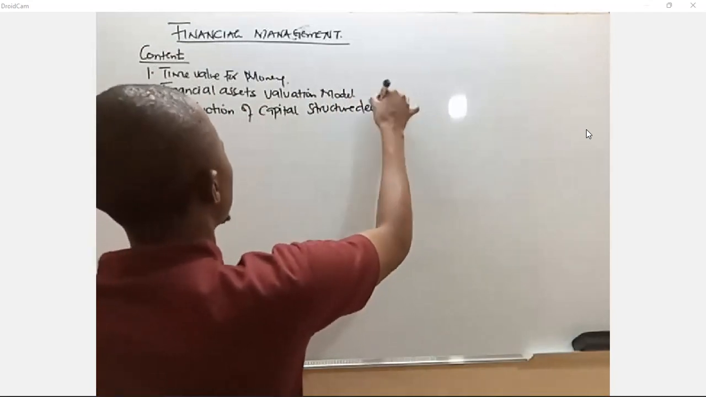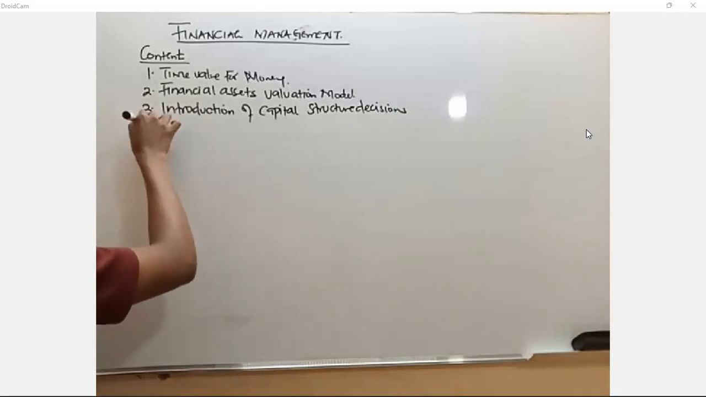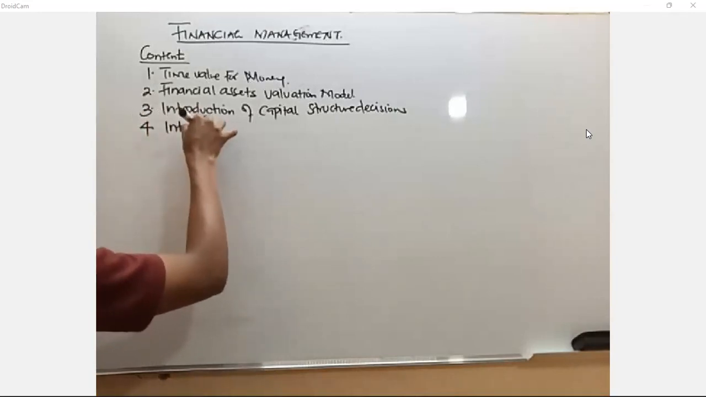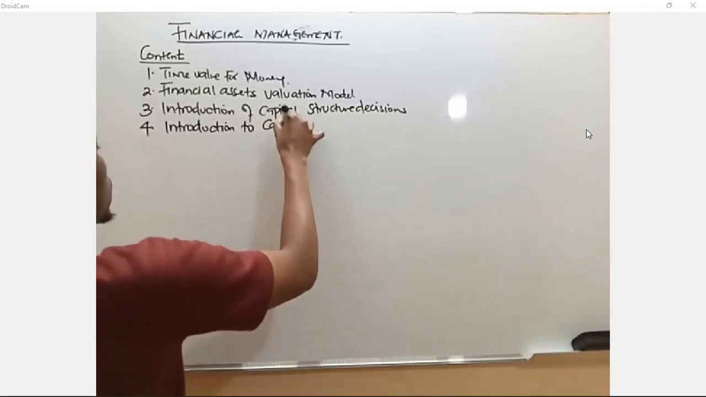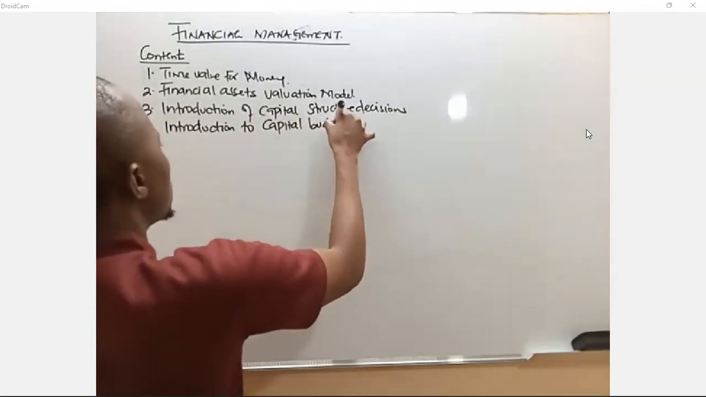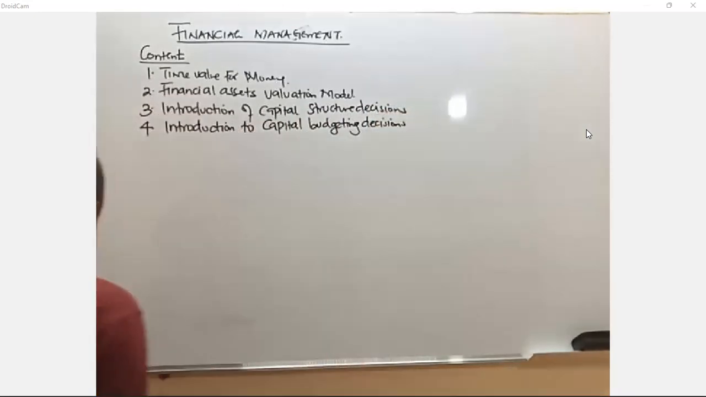Why are we calling it an introductory topic? Because when you go to the advanced level, this will be our first topic there, normally called advanced capital structure decisions. Then we have number four, the introduction to capital budgeting decisions.